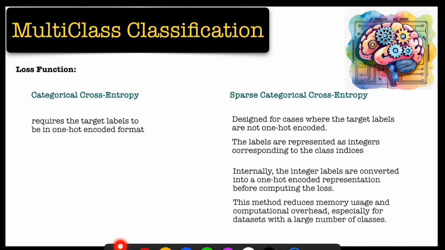Now next, let's discuss categorical cross-entropy and sparse categorical cross-entropy. These are two types of cross-entropy loss functions we usually use. Categorical cross-entropy requires the target labels to be in one-hot encoded format. Sparse categorical cross-entropy is designed for cases where the target labels are not one-hot encoded. The labels are represented as integers corresponding to the class indices.